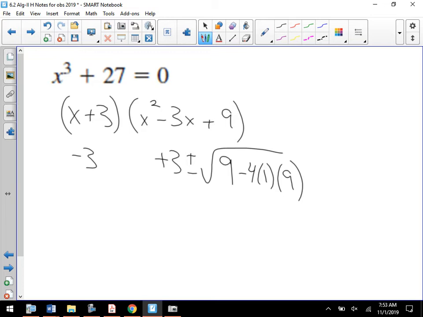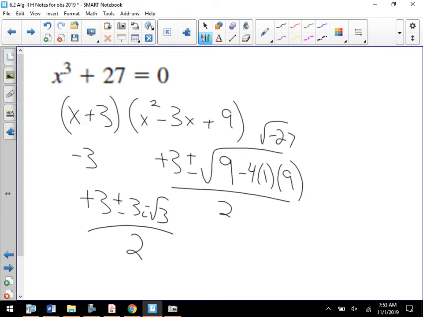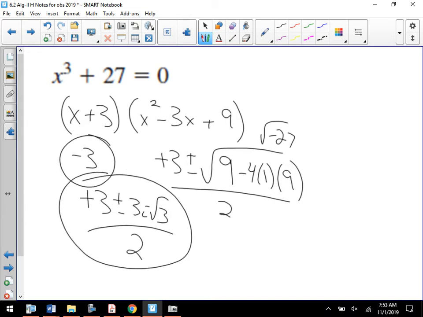Your discriminant, I forgot what it was called, would be -27, and this was all over 2. So your two roots were plus or minus 3. This was -27, so that was 3i root 3 all over 2. So here's your 3 solutions. Okay.